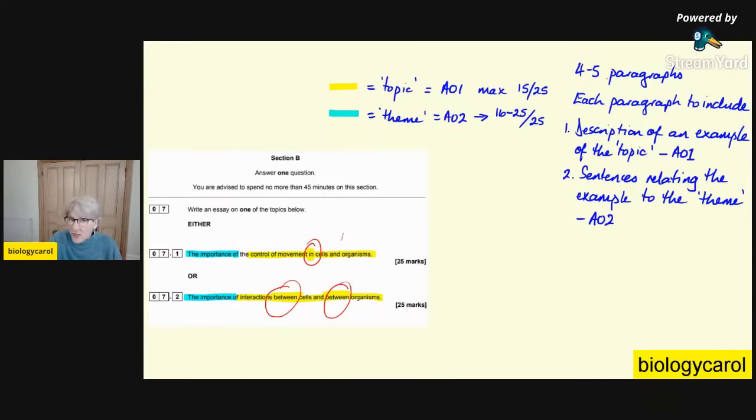Five is kind of hedging your bets. If you haven't got much time, for goodness sake, only concentrate on writing four and write the four best ones you can. But notice the four best paragraphs are going to be the four that you can write the best description and the best importance of. Hopefully that makes sense.